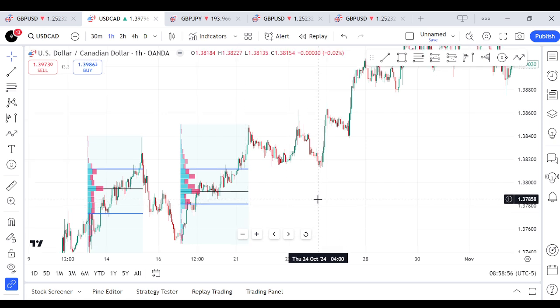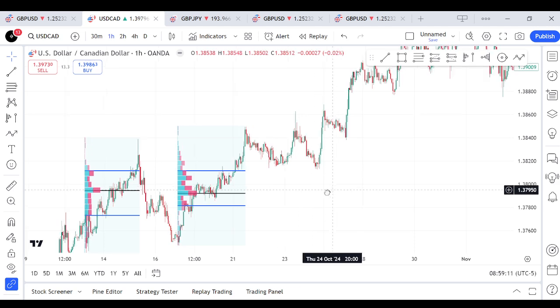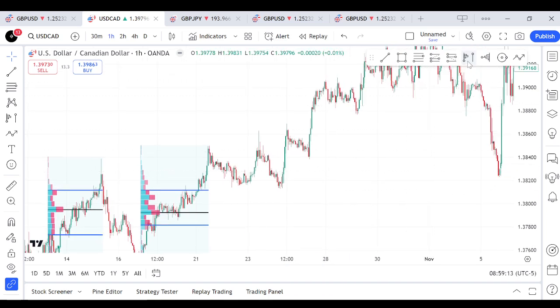And the next is the low volume nodes. On the other hand, they represent areas of minimal trading activity, like we said before, and price tends to move quickly through these zones as there's little interest from market participants at these levels. So we've already discussed the low volume nodes.